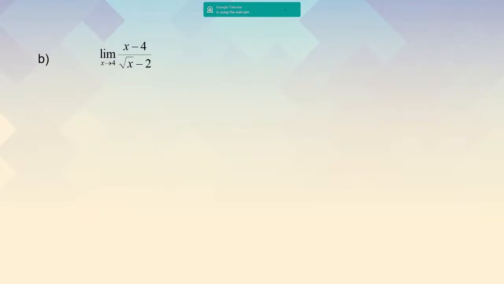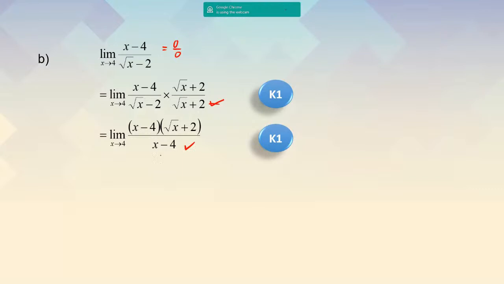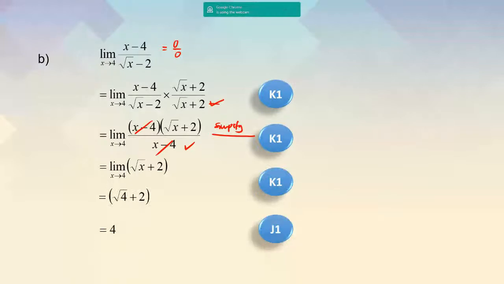If you do a direct substitution, you will get 0 over 0, which means you need to conjugate for this question. So conjugate first. The first mark is for conjugate, and then you simplify. For this part, you need to expand your denominator only, so you'll get x minus 4 here, and then you can simplify. The next mark is for simplify. Then substitute your limit, and you'll get the answer, which is 4.